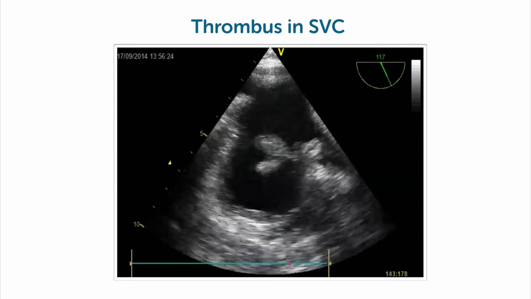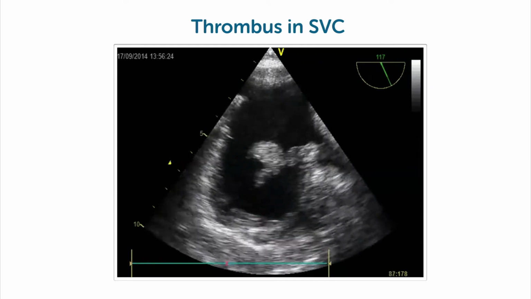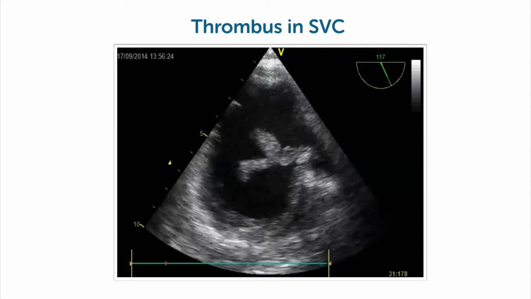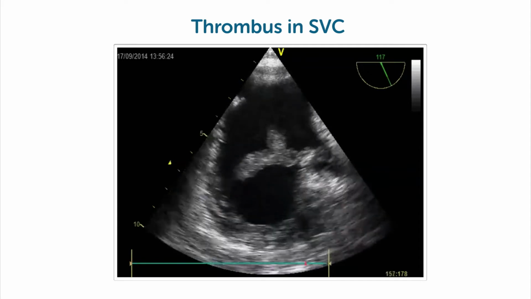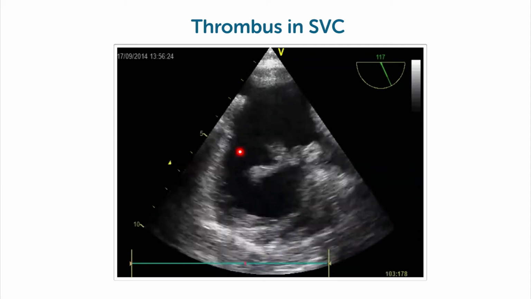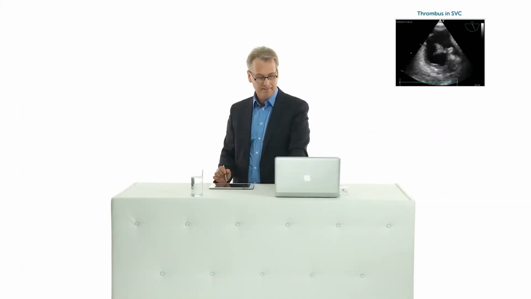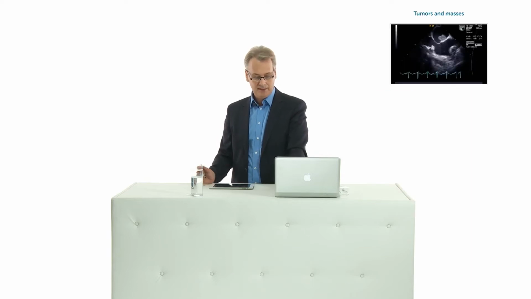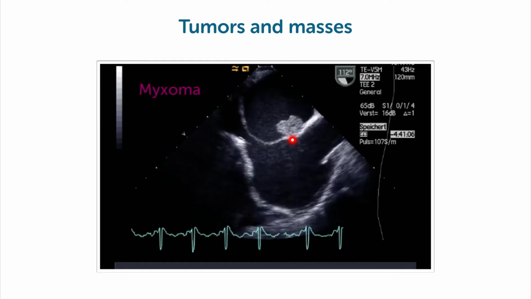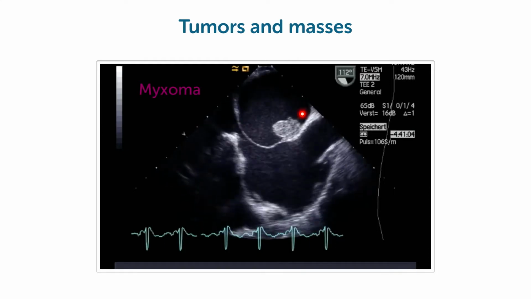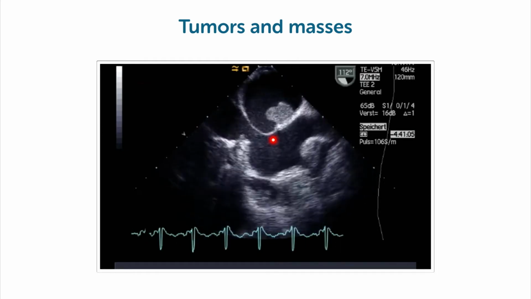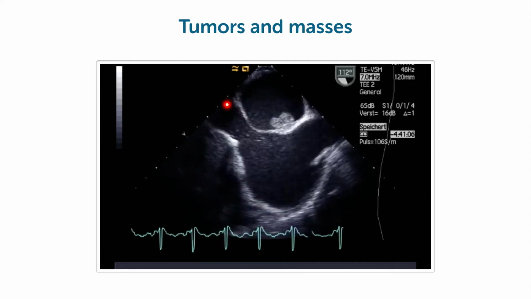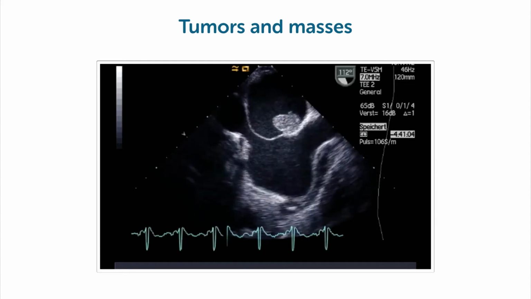Sometimes we have surprising findings, as in this patient who has a central line and where a thrombus was attached to the central line protruding here into the right atrium. One of the strengths of transesophageal echo is that we can look at tumors and masses. An example of a myxoma here seen on the interatrial septum. This is the left atrium, this is the right atrium, interatrial septum, and this is the mass.